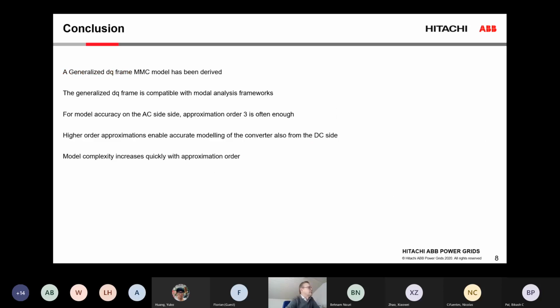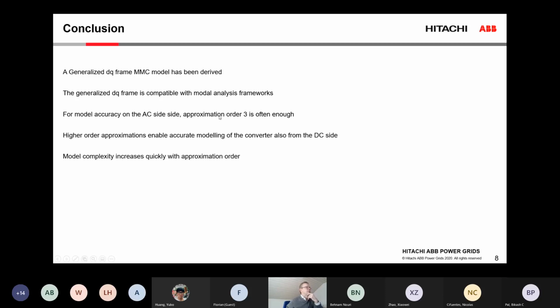So in this part, we presented this generalized DQ frame model. There are many papers written on MMC models for stability studies, but this is the approach that we chose in the end. We achieved our main objective of getting something that is compatible with modal analysis.